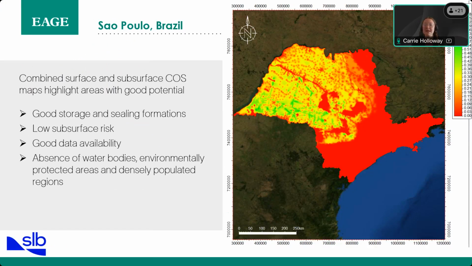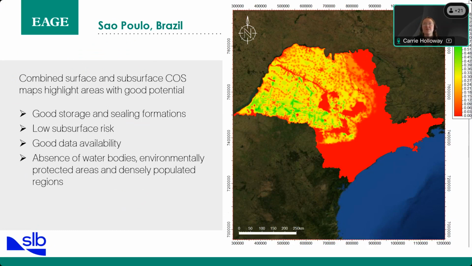So here's a public case study that was performed in the state of Sao Paulo, Brazil. So here we're within the Paraná Basin. So multiple storage reservoir and seals have been mapped alongside the data availability, the geological risk, and the surface factors. So we've combined them into what we call a COS map, or a chance of success map.